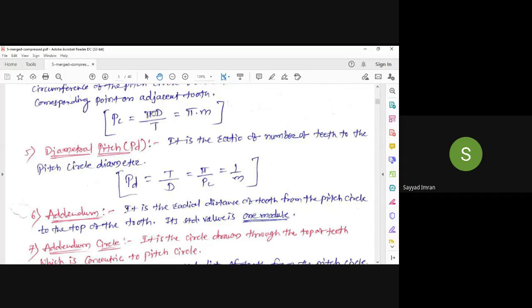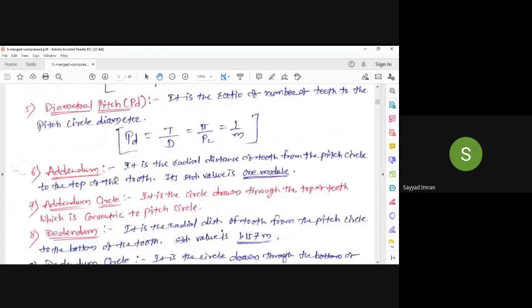T by D equal to what? Pi upon Pc. So diametral pitch is inversely proportional to module. It is the reciprocal of module. It is the ratio of number of teeth to the pitch circle diameter.